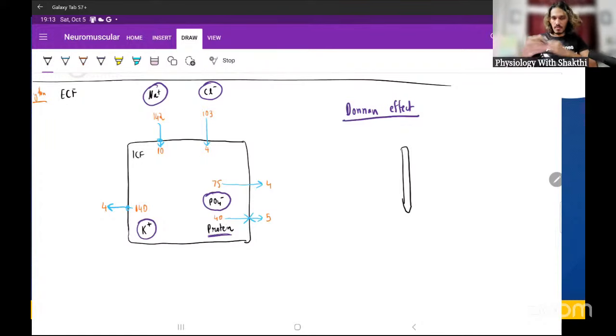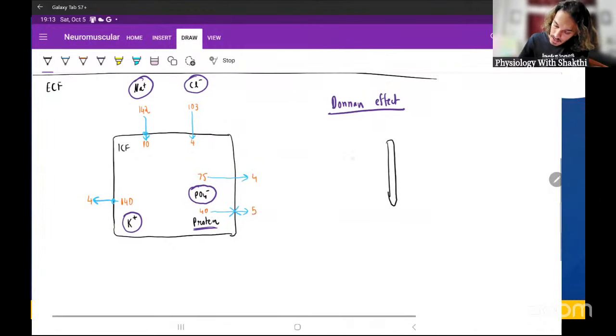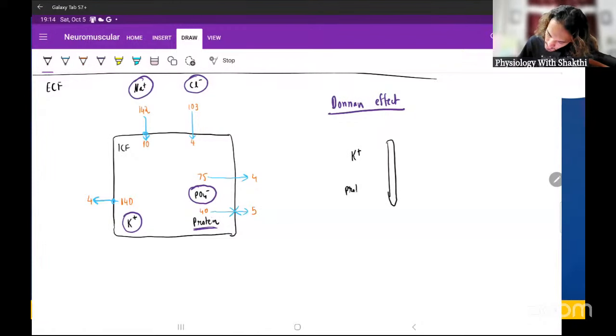Okay, so I'll give you an example. Potassium. And we'll take protein. When you have to maintain some charge neutrality, you always talk about a positively charged ion and a negatively charged ion. Both of these are inside. So imagine the membrane is permeable to potassium and impermeable to protein. A membrane like that.